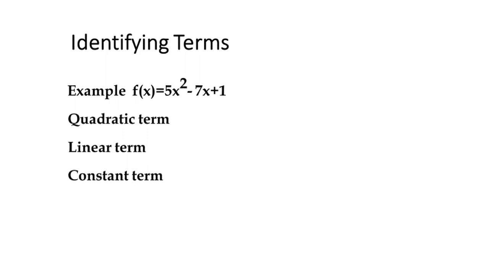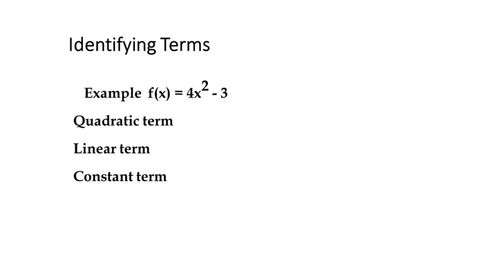Right, we're going to identify the terms of this quadratic equation. Remember that we said the quadratic term was the term that had x to the second power. Therefore, my quadratic term is going to be 5x squared. The linear term is the term that contains x to the first power. Make sure that when you're writing these terms, if it has a minus in front, that means the term is going to be -7x. And the constant term is the term that does not contain a variable, and that would be the term 1.